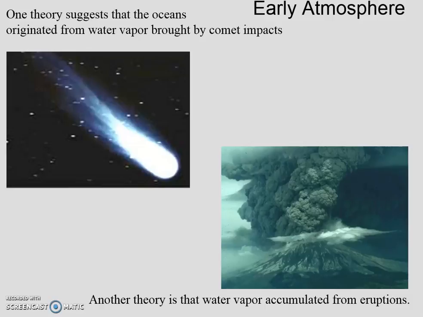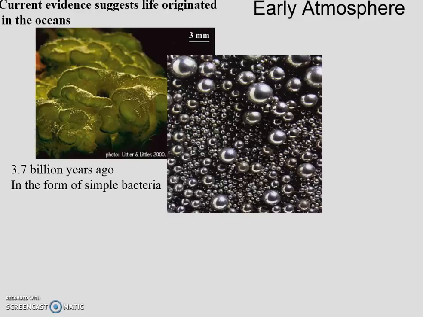Another theory is that when this water vapor was brought to Earth, there were also quite a bit of volcanic eruptions that would intensify the water vapor with the condensation nuclei and gases to help accumulate that moisture. So current evidence of early life on Earth took form in the oceans.